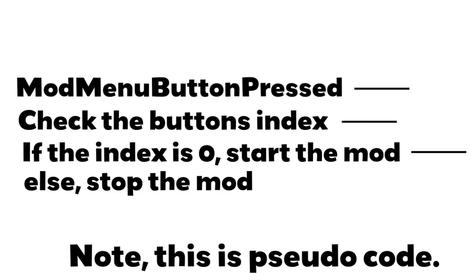Then we have a function called MenuButton Pressed, which the mod loader provides again. It's called when we press a button. Inside the function, we have a switch statement that compares each button's index to determine what should happen. If the index is 0, which is the start button, then we activate the mod. If the index is 1, the stop button, then we deactivate the mod. But that's how the mod works.